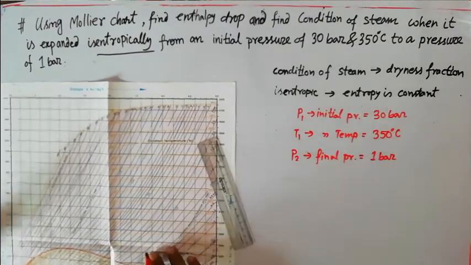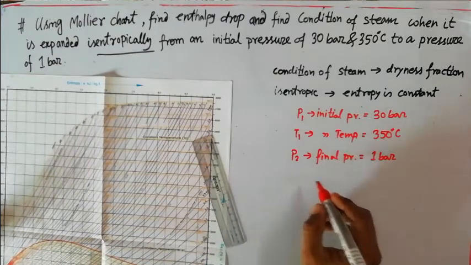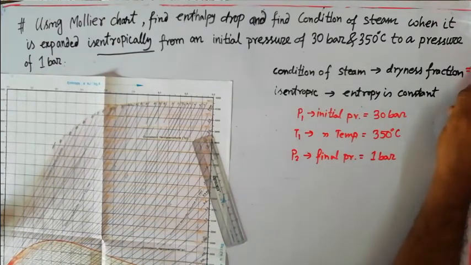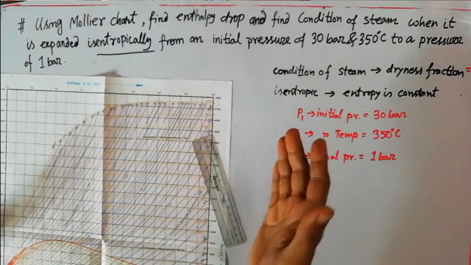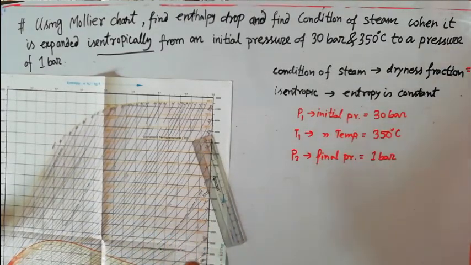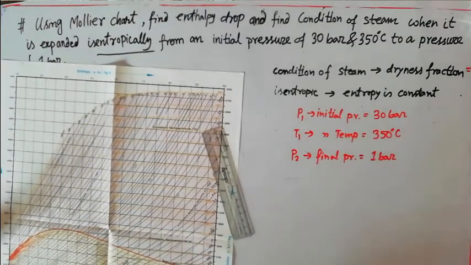And what we have to find out is the condition of the steam, that is questioned. You have to find out the dryness fraction of the steam, that is the quality of the steam, or rather say condition of the steam. And using the Mollier chart you have to solve it. Obviously that same problem can be solved by steam table also. We are going to solve some problems using the steam table, but first of all you should know how the steam Mollier chart is being used.